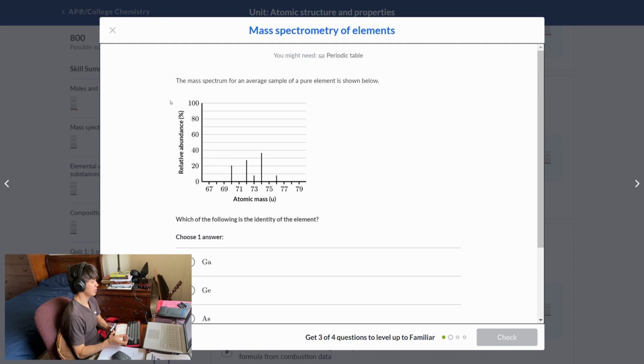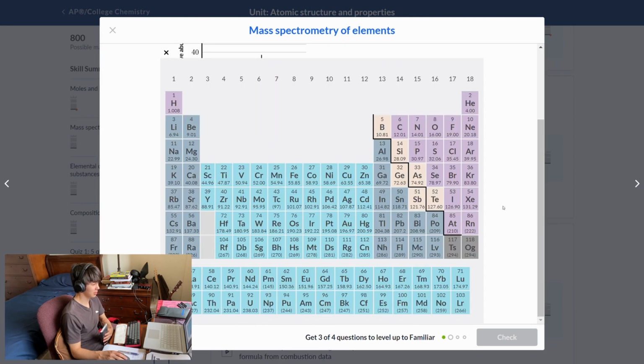A mass spectrum for an average sample of a pure element is shown below. Which of the following is the identity of the element? I don't know. What's the identity of an element? Oh, okay, which element is it? I didn't look at the answers. How am I supposed to know that? Do we get a periodic table? Yeah, we get a periodic table.